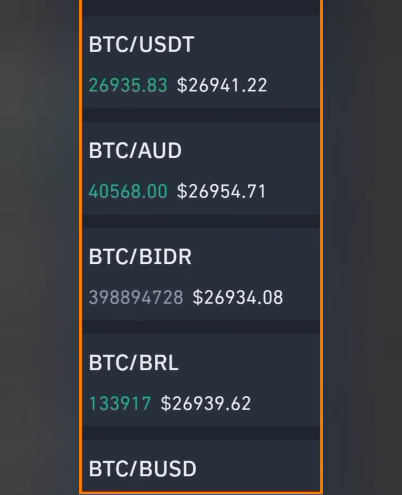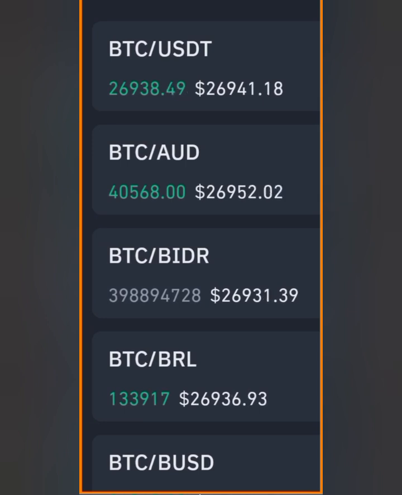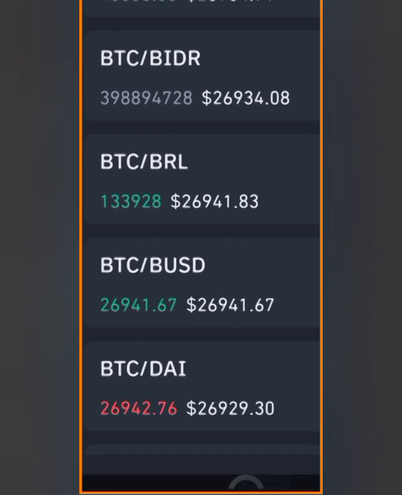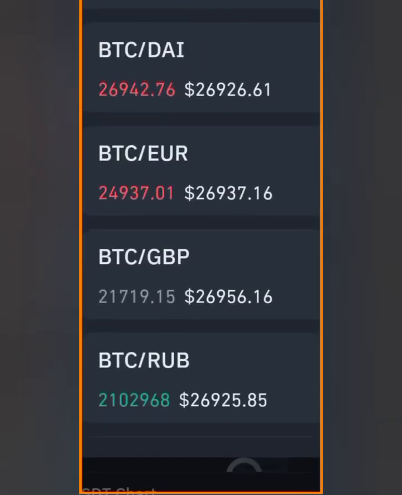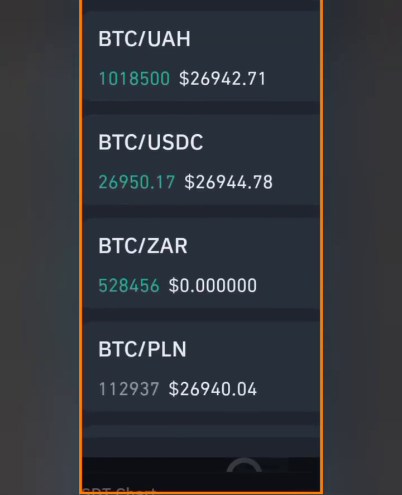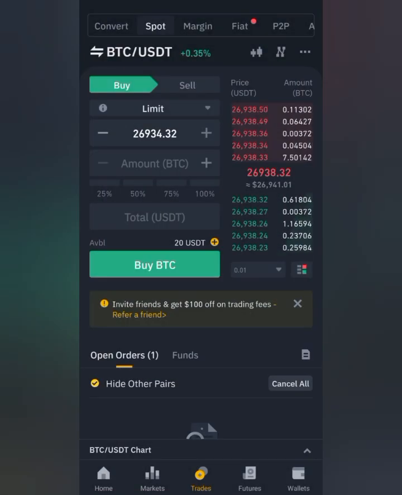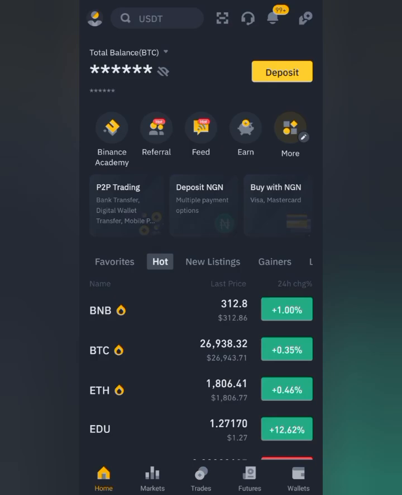You can see BTC AUD is 26,952. Can you see the difference there? BTC BIDR is what? 26,931. Now, these are the different places where BTC is being listed, and there's so many of them, right? And you may say, wow, BTC is such a large coin. Can't I get a cheaper coin? Yeah, you can always get a cheaper coin looking at the markets here.